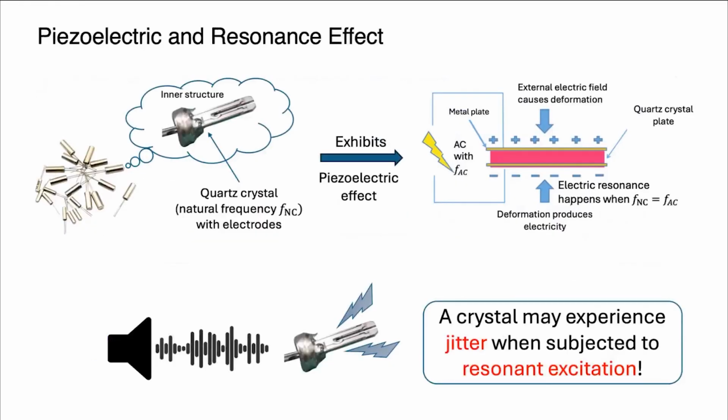When an external AC field or stress arrives near the crystal's natural frequency, the plate resonates and deforms slightly, generating extra charge on the electrodes. Because the crystal is very high Q, even tiny physical energy like vibration with the same frequency as the resonant frequency may produce a noticeable electronic response.